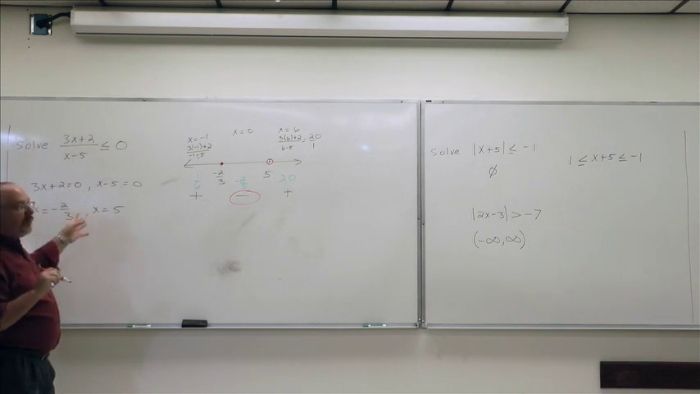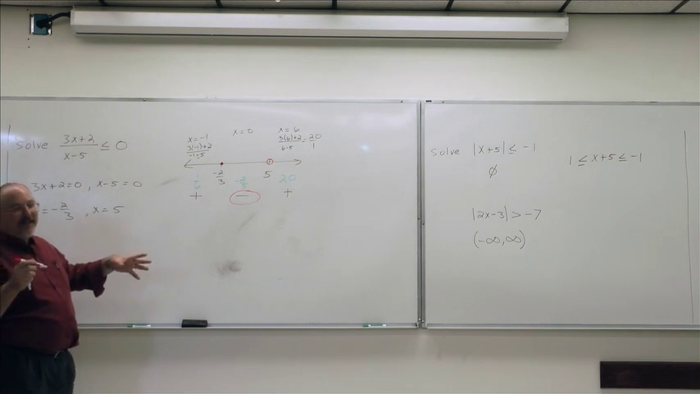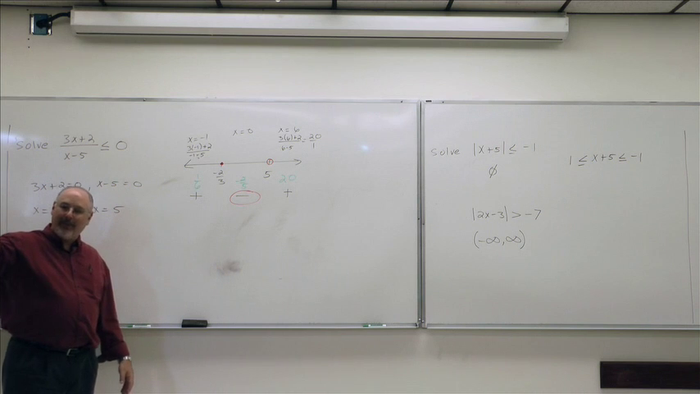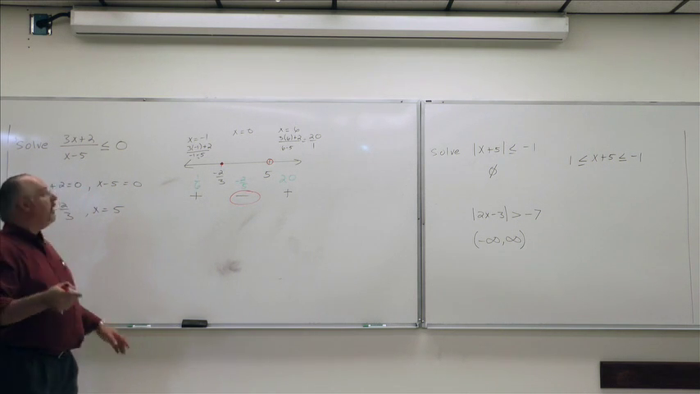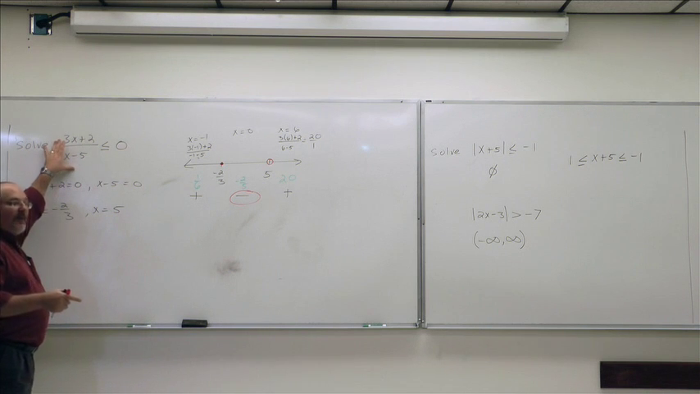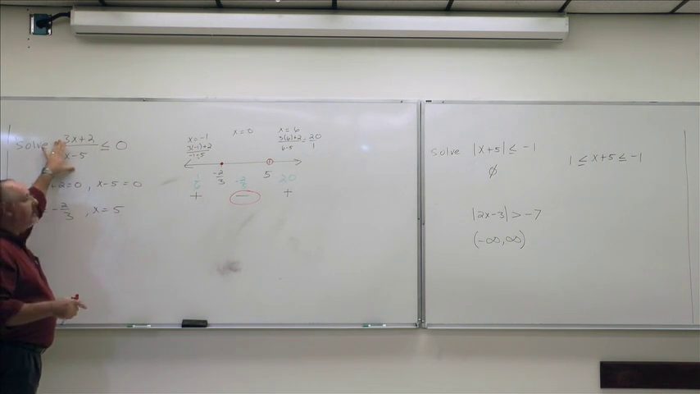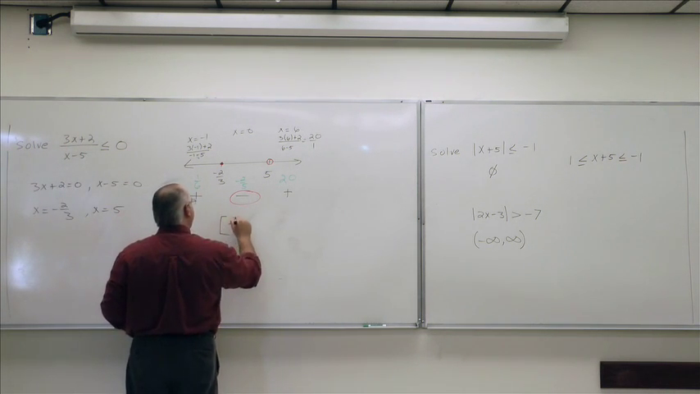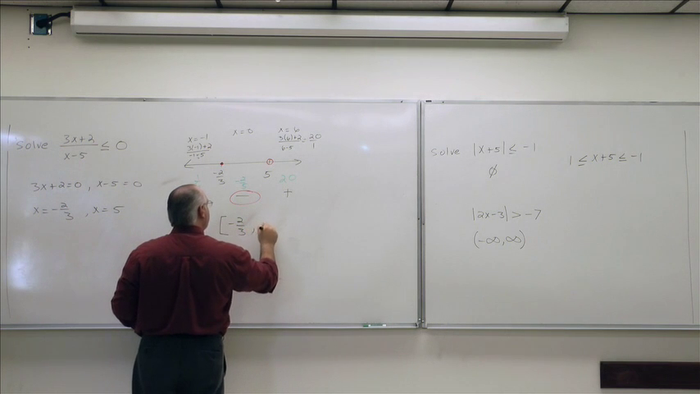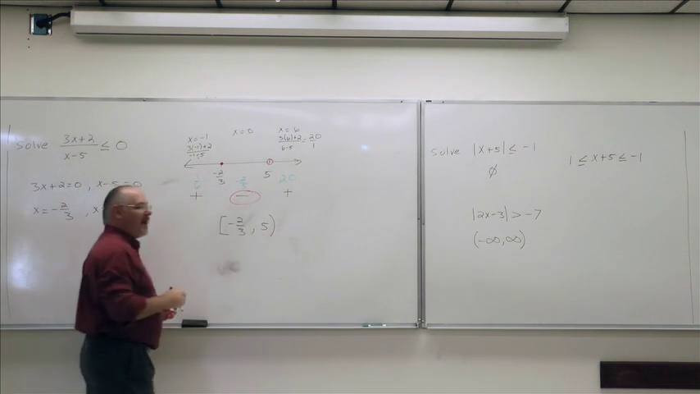Now with the polynomial, you didn't have to worry about that. Because if it had an equals, you're going to include your endpoints. If you don't have an equals, you're not going to include your endpoints. With the rational, the fraction, it's a little tougher, right? You really have to pay attention to it. So the middle region here is -2/3 inclusive to 5 non-inclusive.